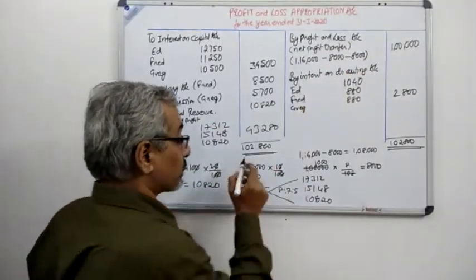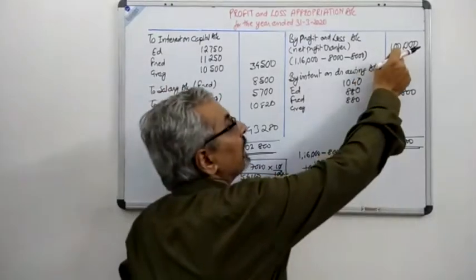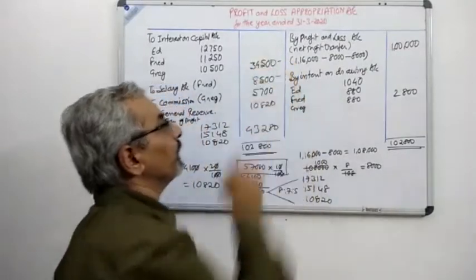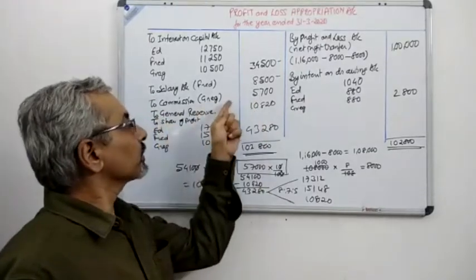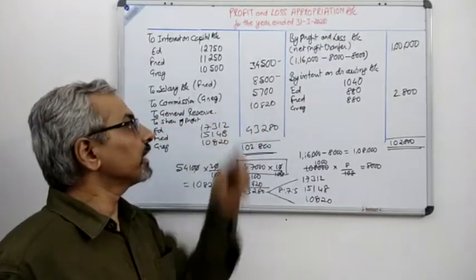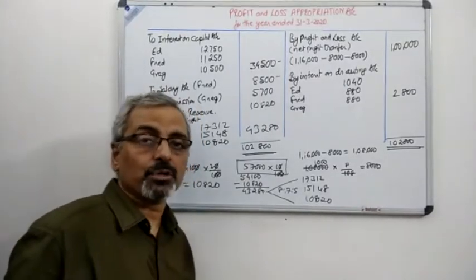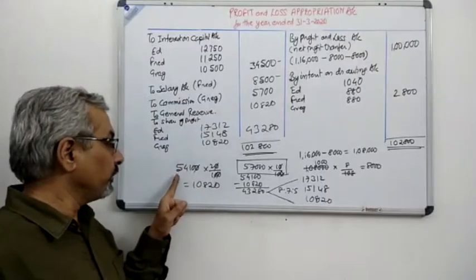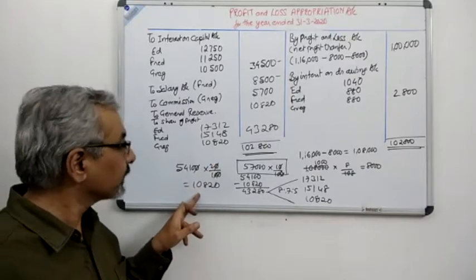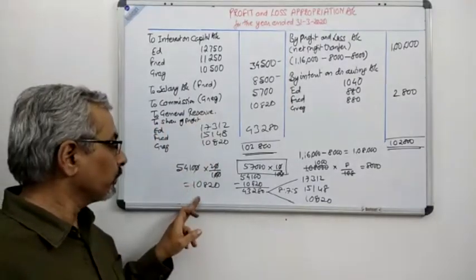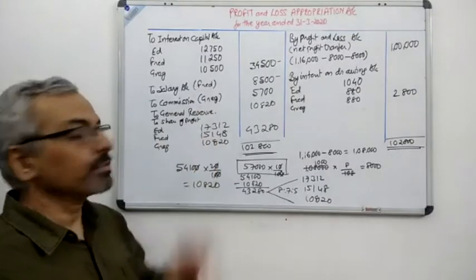If you remember, we had actually got a figure of 57,000 by taking what? By taking this 1 lakh and subtracting these two figures from it. Is it clear? We had got 57,000, and from that if you calculated 10% commission which was payable to Greg, it came to 5,700. After that, the main thing in this question was the calculation of the general reserve, which actually we had got a profit of 54,100. On that we calculated 20% to get the general reserve as 10,820. 10,820 was the general reserve which we got.